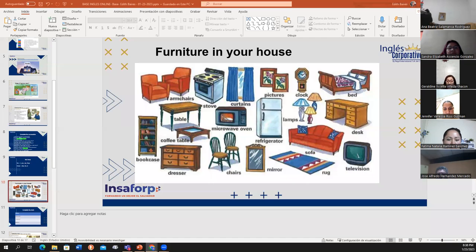Stove, ¿ok? Microwave. So the ones that maybe every one of you know, right? Porque todos tenemos eso, ¿verdad? En su casa. Curtain, okay? Las cortinas. We have, maybe you have pictures in your living room or in your bedroom, I don't know. Refrigerator. Lamps, clock, bed, desk, sofa, rug, television, mirror, chairs. Okay, do you see the difference between only chairs y los armchairs? Porque esos no tienen apoyo para los brazos, solo son chairs. Okay.